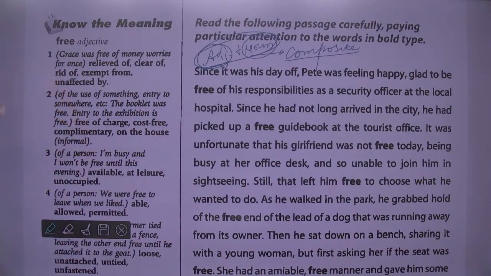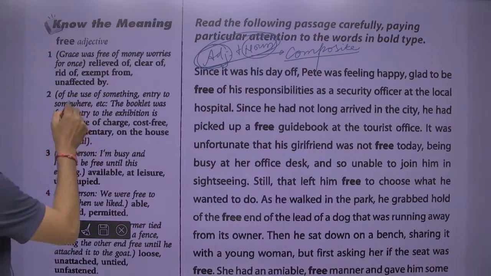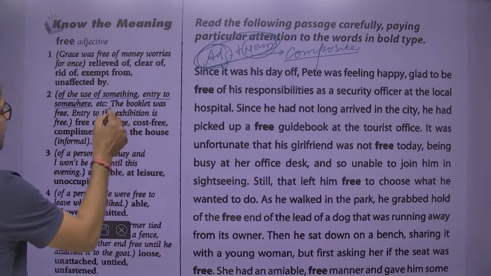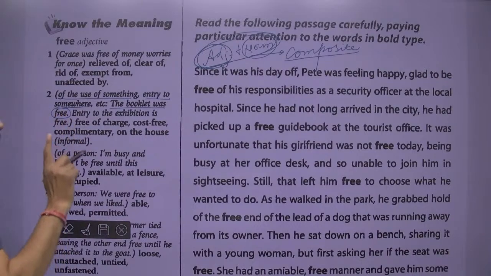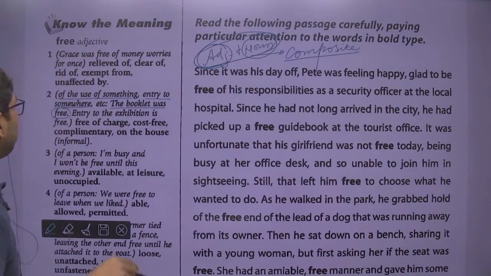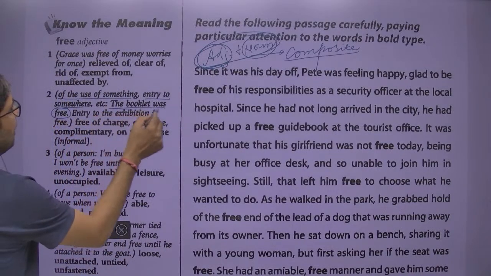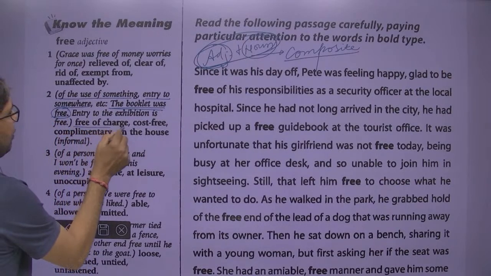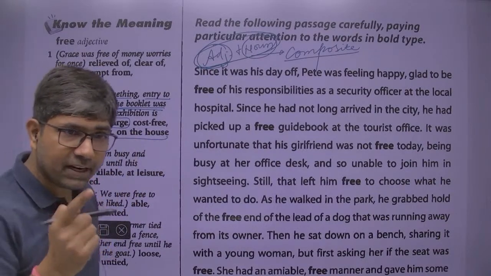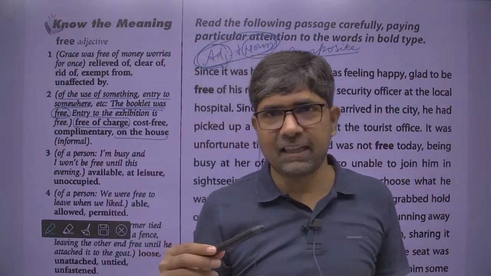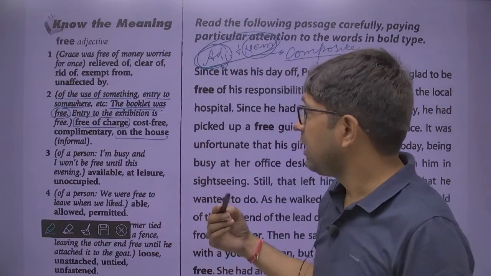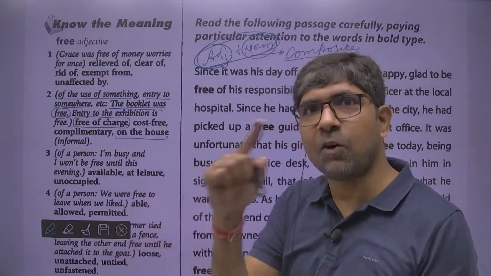So let's see the second meaning of the use of free: entry to somewhere, when you just go for an entry. The booklet was free means it was free of charge, it was cost free, it was free of cost. So when you say the booklet was free, it means it was free of charge, it was on the house. If you go to a restaurant and they say that it is free of cost, what does it mean? It is on the house. Means who will pay for it? The house will pay for it.